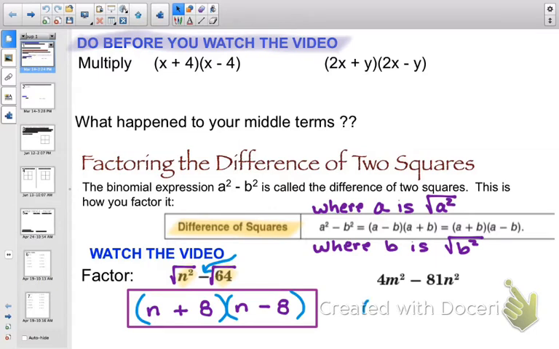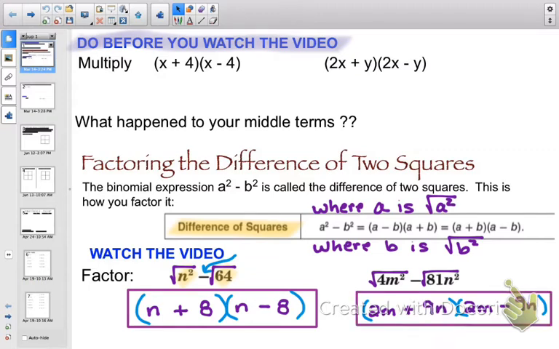In our second example, same thing, there's no GCF, so we can go right to our difference of squares formula. If we take the square root of 4m squared, we have to be careful because we have a coefficient that's a perfect square and the variable is a perfect square. So the square root of 4 is 2, and then the square root of m squared is m. Opposite signs, and then we're going to do the same thing for 81n squared. The square root of 81 is 9, and the square root of n squared is n. Final answer.